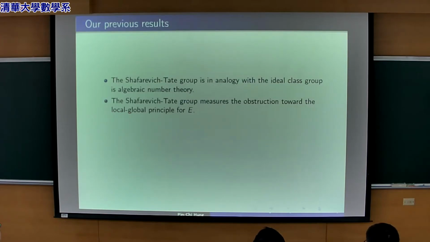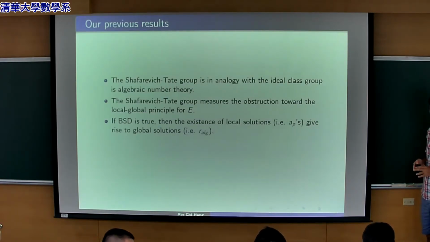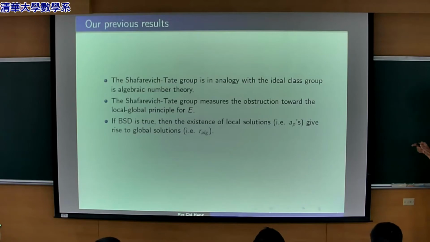What's the local-global principle? For example, for the elliptic curve E, we can solve the elliptic curve in Z mod pZ. This is called a local solution. You can think of the local solution as the solution in Z mod pZ. And so local solutions contribute to this number a_p, and the global solution means the rational solution. So the rational solutions will contribute to this rank.